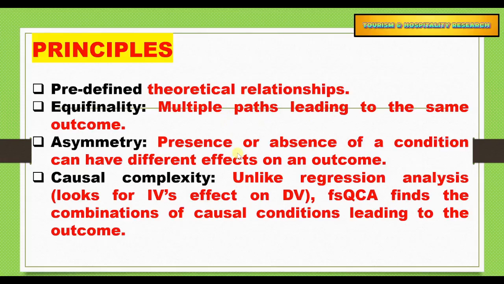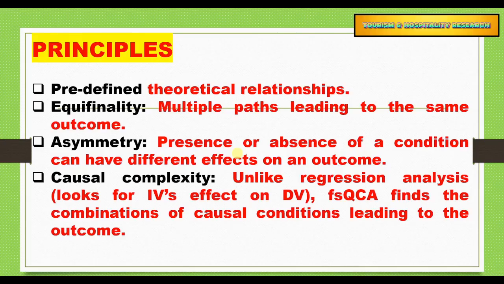We know that regression or correlation works on the principle of symmetry. That means if one variable increases, the other also increases or decreases. So there is a correlation existing between the variables of a study. But in case of fsQCA, they might be present or they might be absent. And they might have different effects on an outcome depending on the configuration which you are analyzing. So that means fsQCA can work on asymmetrical relationships as well.